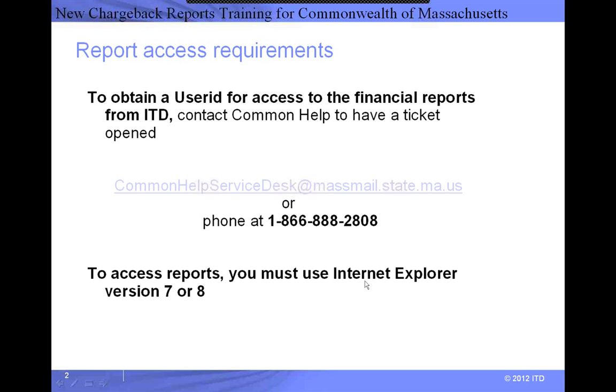Report access requirements. To view financial reports, a user ID and password are required. To obtain a user ID for the new Chargeback reports, contact Common Help to have a ticket opened. Common Help can be accessed using the web at Common Help Service Desk at massmail.state.ma.us. You may also phone 1-866-888-2808 and ask to open a ticket.